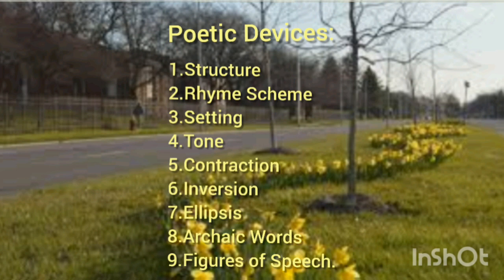The poet has used ellipsis. What do you mean by ellipsis? Ellipsis means removing unnecessary details. For example, "Fluttering and dancing in the breeze, continuous as the stars that shine, tossing their heads in sprightly dance." These are the examples of the use of ellipsis. He has also used an archaic word in the poem, that is "oft", O-F-T. Instead of writing O-F-T-E-N, often, he has written O-F-T.